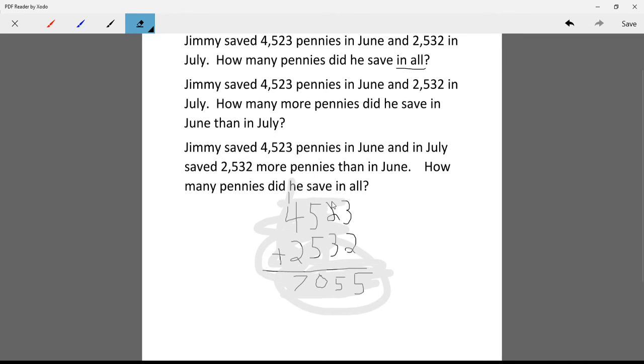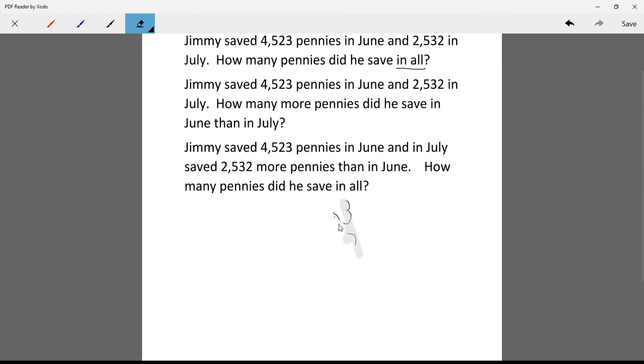Jimmy saved 4,523 pennies in June and 2,532 in July. Same exact starting. How many more pennies did he save in June than in July? So how many more pennies? That is basically showing the difference, right? And the difference is subtraction. So we need to figure out the difference between these two numbers, which would be subtraction, right?